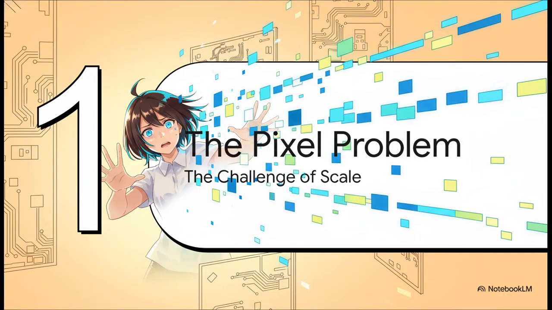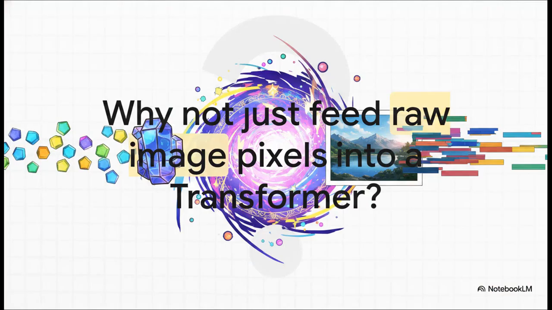You see, before we can really appreciate just how clever the Vision Transformer is, we have to understand why the most obvious approach, just feeding all the pixels of an image into a regular transformer, is a total non-starter. I mean, it seems to make sense, right? A transformer is built to handle a sequence of things. An image is, well, just a sequence of pixels. So why not?